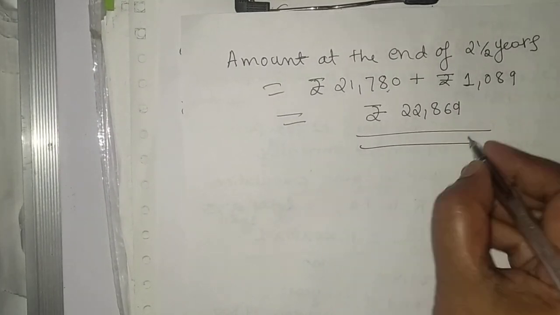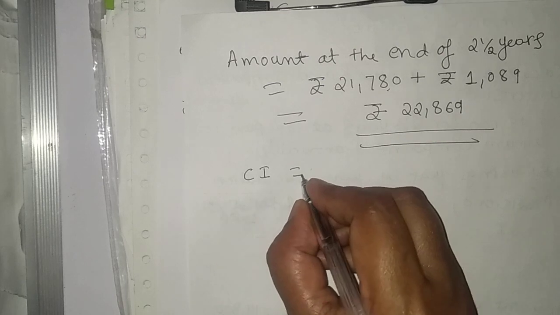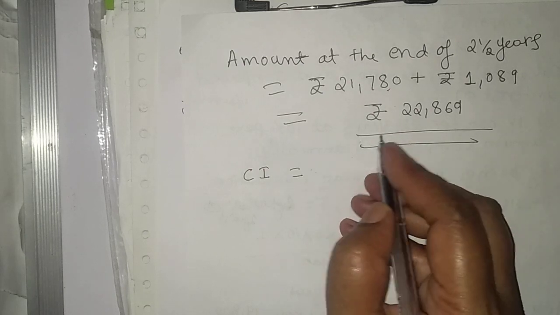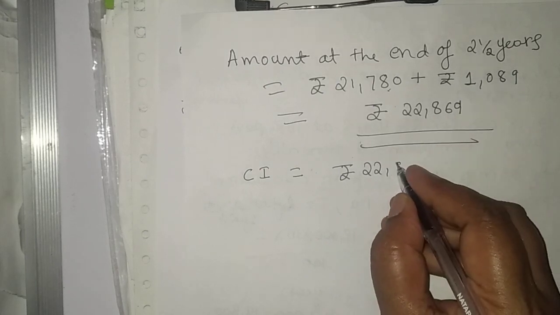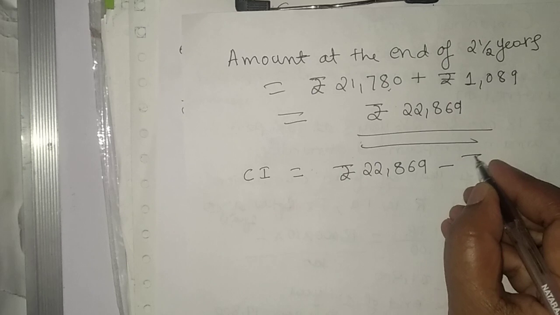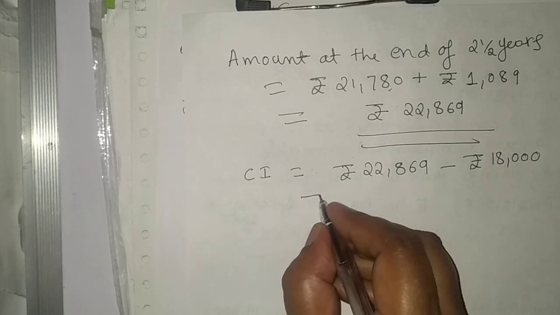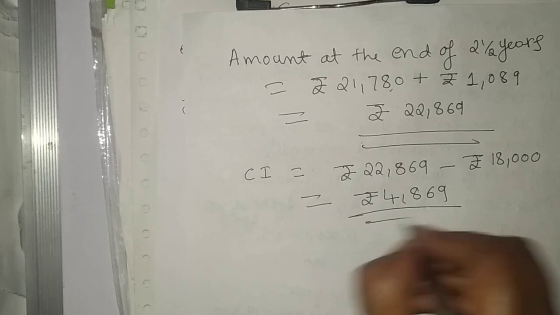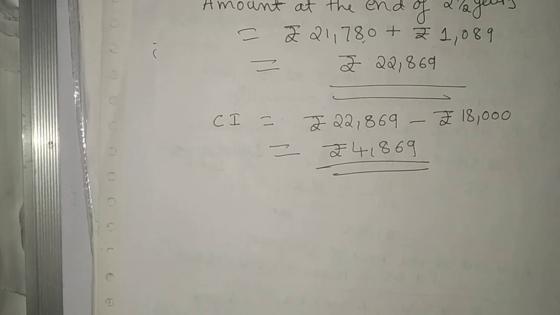Now that 2.5 years are finished, compound interest is equal to amount minus principal. Take this amount at the end of 2.5 years, 22,869, minus the main principal amount given in the question, that is 18,000. Finally we get rupees 4,869. This is how to calculate. This was the first method, that is by using year by year calculation.